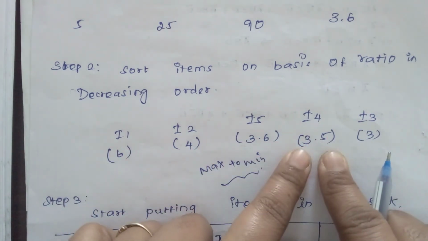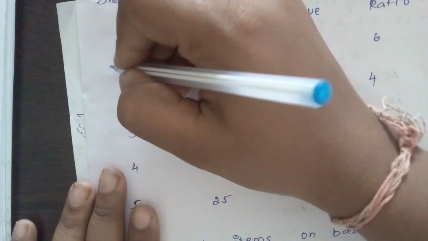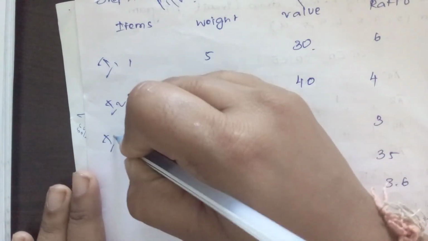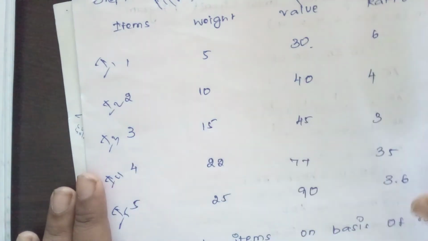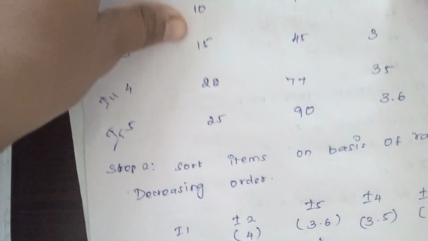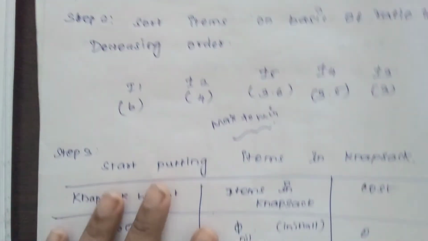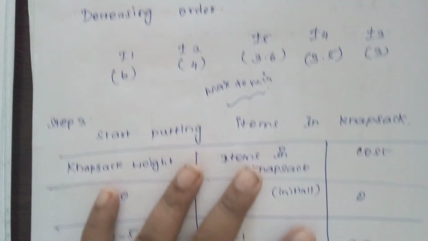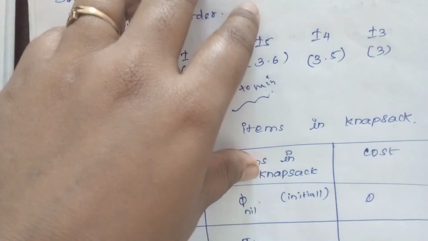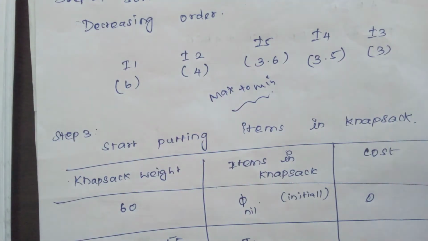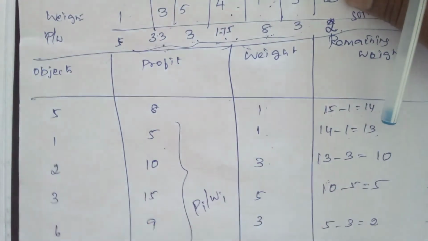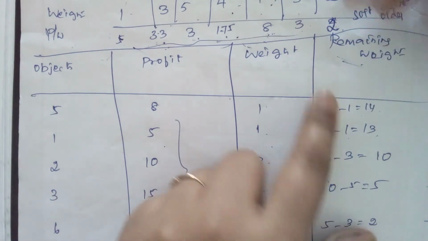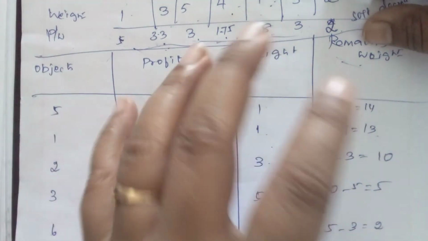I6, 4, 3.6, 3.5, 3.3. Okay, I means nothing but the items: I1, I2, I3, I4, I5. That's the thing they are mentioning here. Okay, next, see, the step of putting items in the knapsack. We are putting the items in the knapsack. That means what I have done here, the same process, but the heading only differs. Remaining weight in a knapsack, in a backpack: how much weight is there for putting these items?